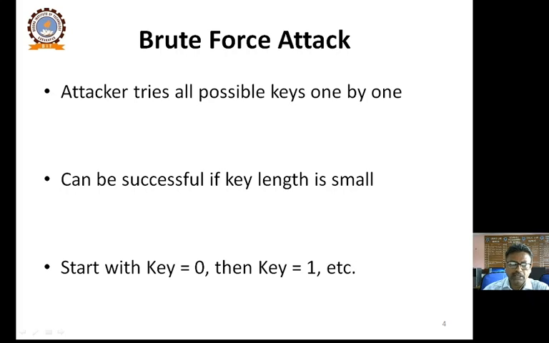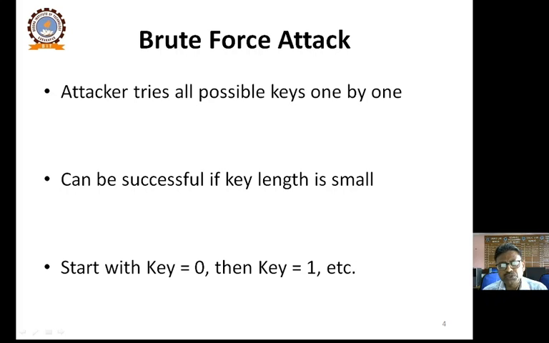So the important issue related with the brute force attack is it starts from the lower key, from 0, then 1, then 2, then 3, then 4, and the time will come. Now this brute force attack can be successful if the key length is small, because key length is going to play a very important role.